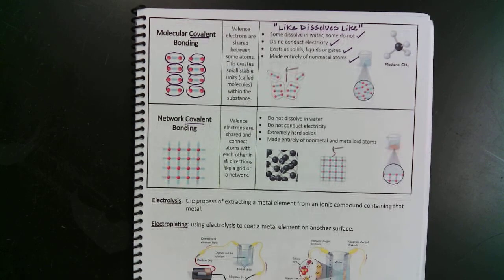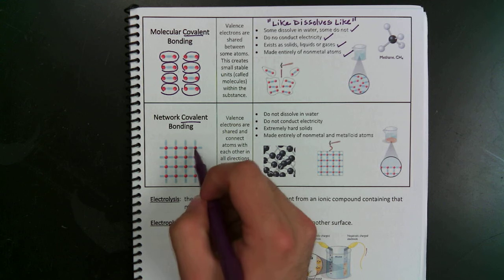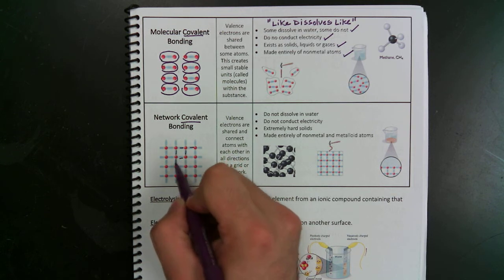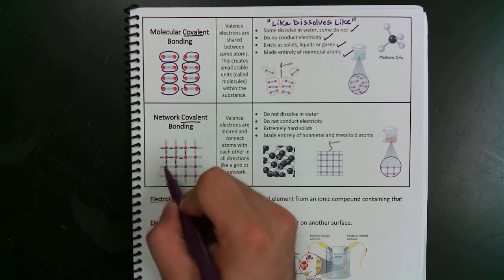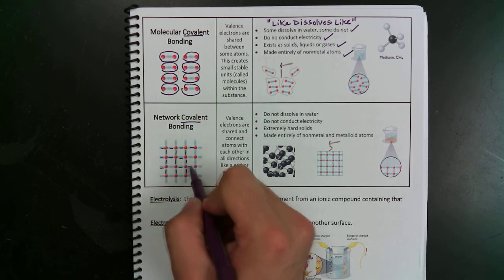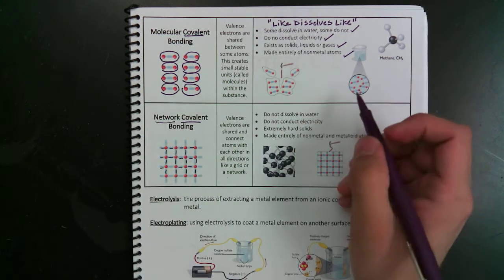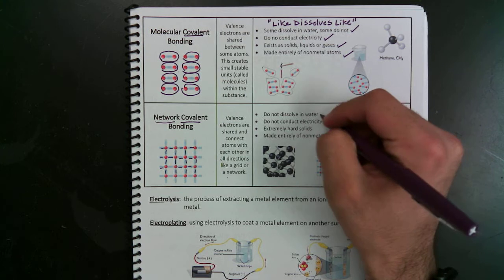Network covalent bonding. Again, covalent means the atoms are sharing electrons, but this time they're not sharing in individual groups or units. The sharing is occurring throughout the entire sample. So one atom is sharing electrons with all the other atoms that surround it in a grid-like network, hence the name. These do not dissolve in water.